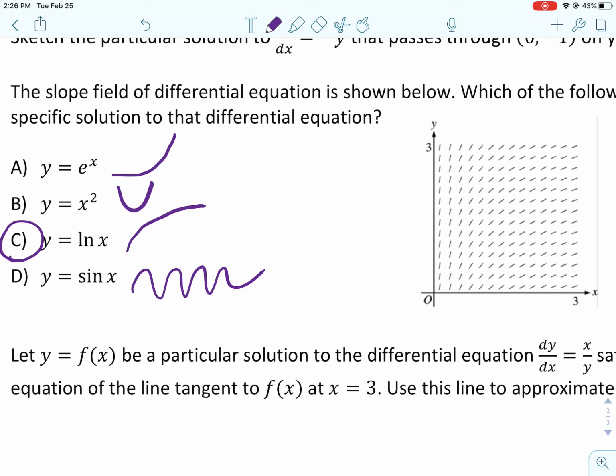That's not too hard. The other thing they'll do is give you a slope field and ask you to match it with a differential equation. So it's the one where all these slopes match the equation. That's, to me, a little more challenging, but we'll practice that tomorrow.